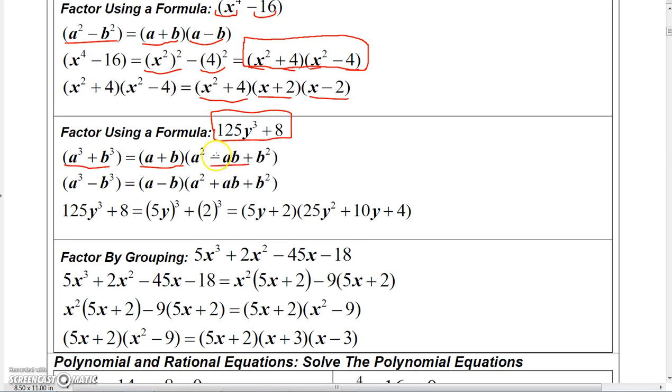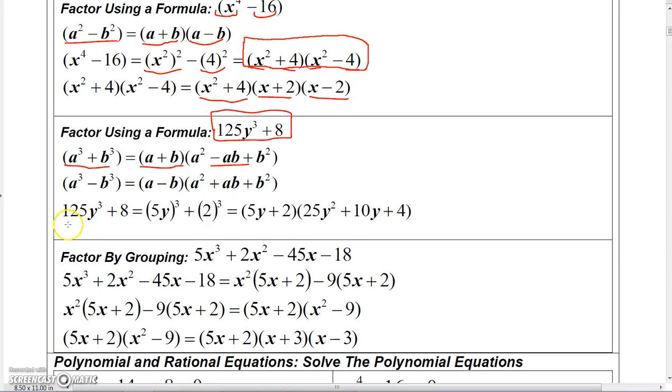Now you've got to get your signs right, because if it's a cubed plus b cubed, the binomial is plus, but the trinomial has the middle term minus. If it's a cubed minus b cubed, the binomial is minus, and the trinomial's middle term is plus.